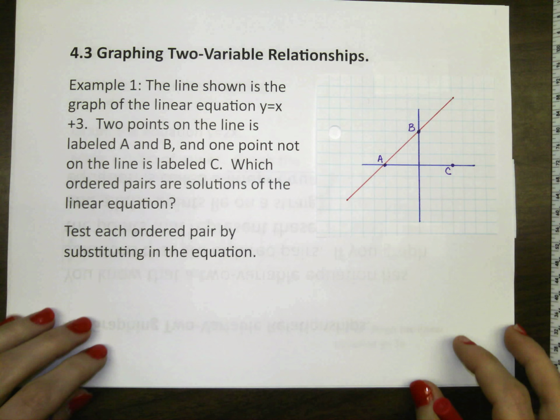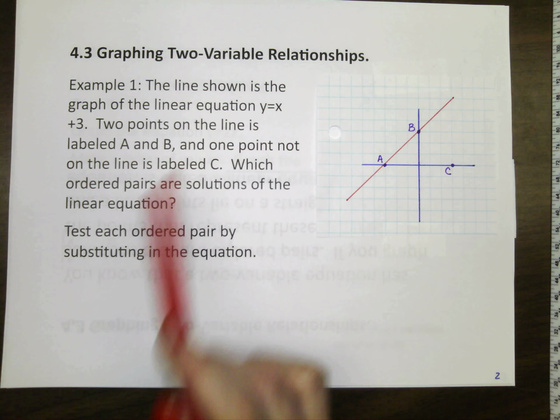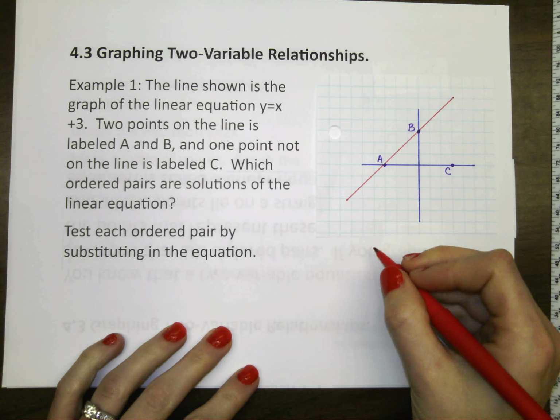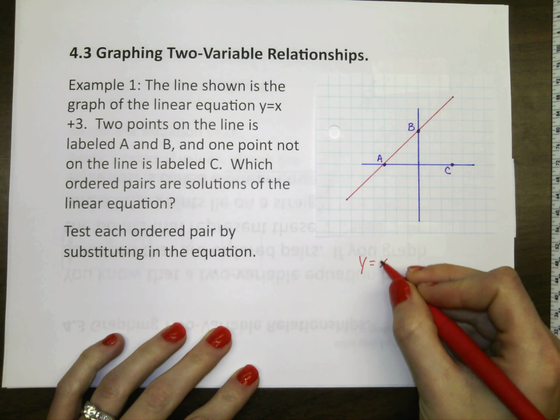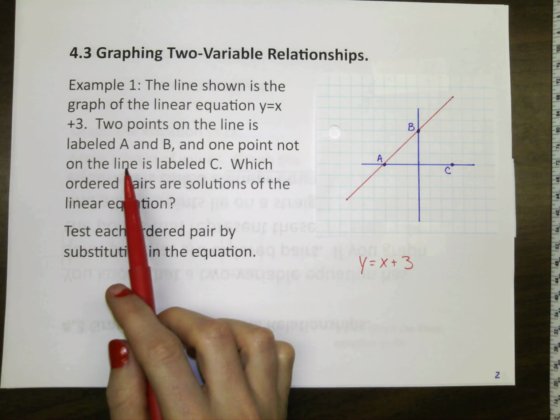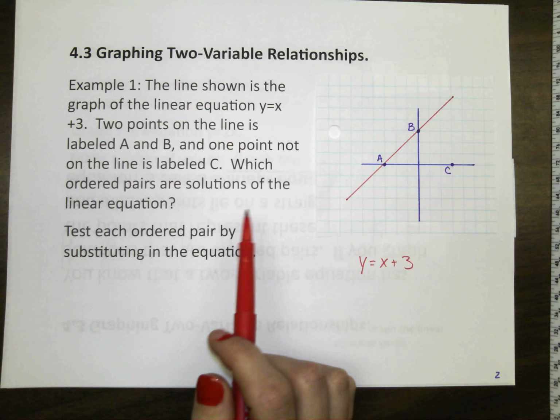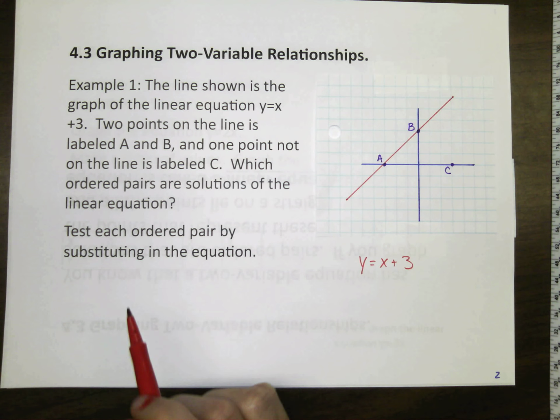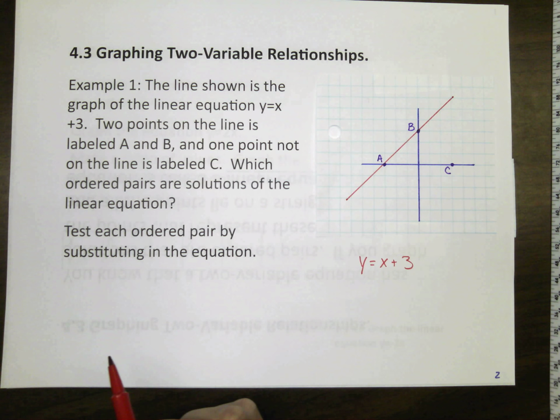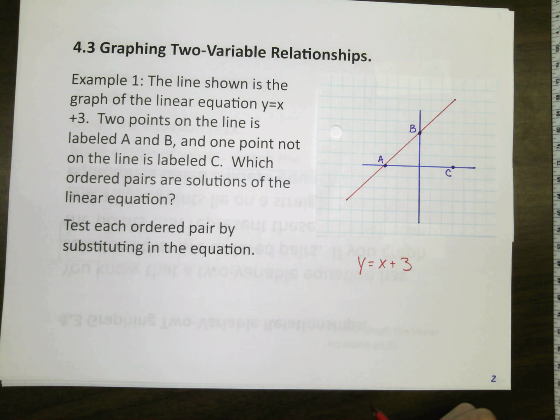So example 1, the line shown is the graph of the linear equation y equals x plus 3. So I'm going to rewrite this over here. 2 points on the line are labeled A and B, and 1 point not on the line is labeled C. Which ordered pairs are solutions of the linear equation? Test each ordered pair by substituting into the equation. So what we're going to do is test each of these points A, B, and C to see if they're a solution for this equation.